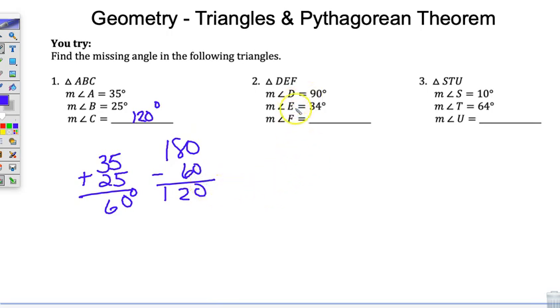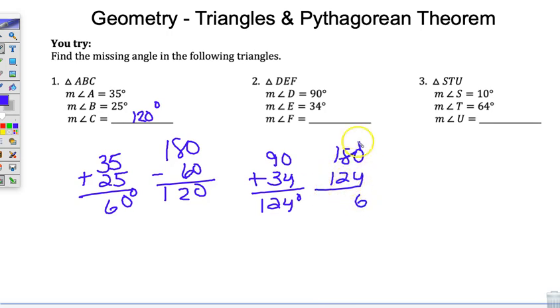And the second one, this is triangle DEF. So we have the measure of two of the angles. I'm going to add 90 and 34. I get 124 degrees. If I subtract that from 180, got to borrow, I get a 6. This one is 56 degrees. In the last one, if I add those two together, I get 74 degrees. Then I'm going to subtract from 180, and I get 106.